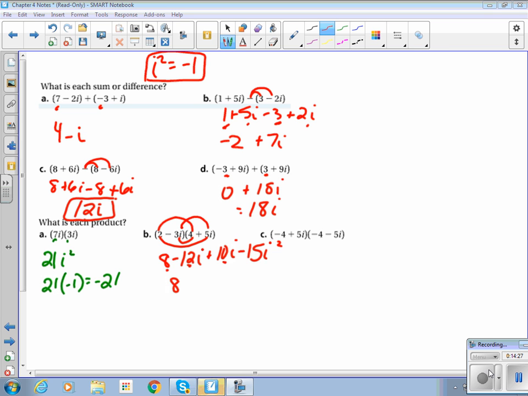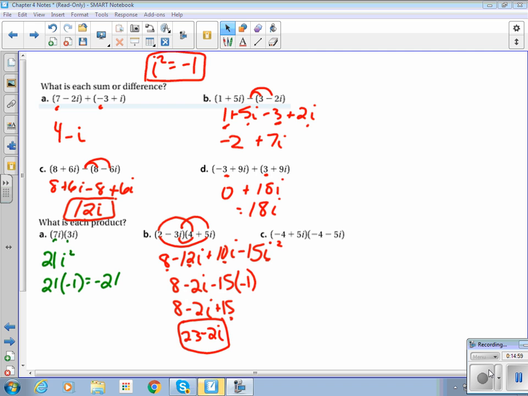Minus 12i plus 10i's is -2i's. And then -15, I'm going to replace the i squared with a -1, and then simplify. -15 times -1 is +15. And now I can combine the 15 and the 8 to get 23. So I get 23 minus 2i.